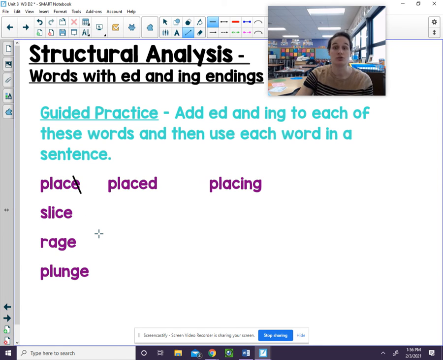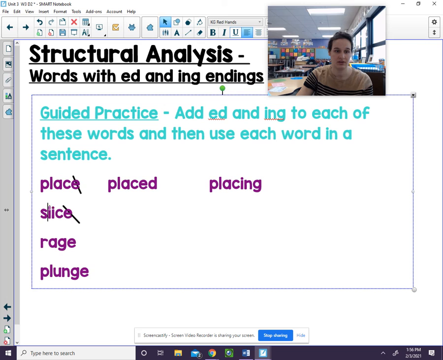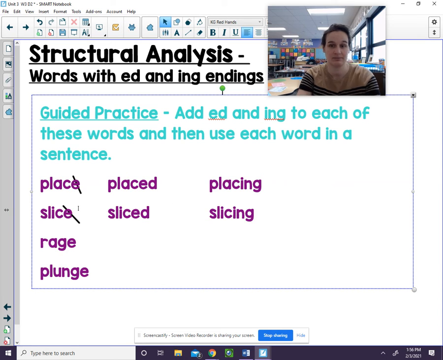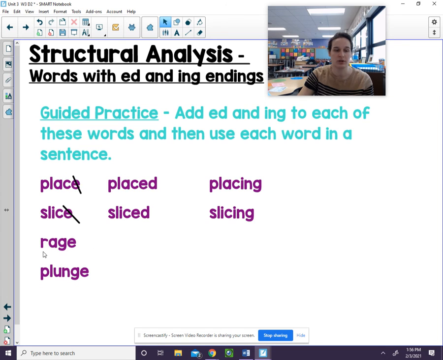We need to drop the E before we add ed and ing. So now we have sliced and we have slicing. Again, notice we had dropped the E, so we could add ed and we could add ing. Our next word is rage. Rage. What's our first step? To make it raged and raging.